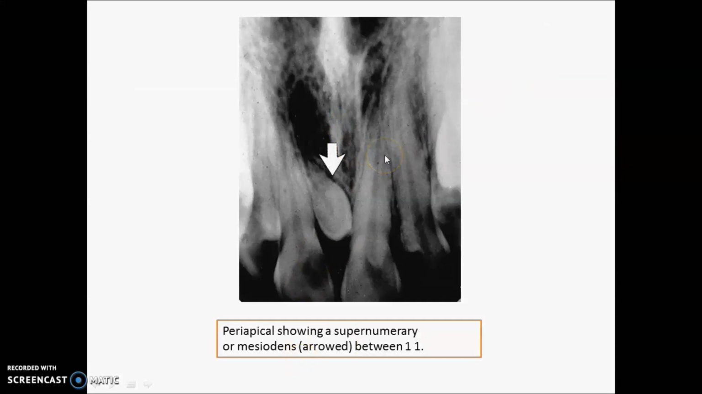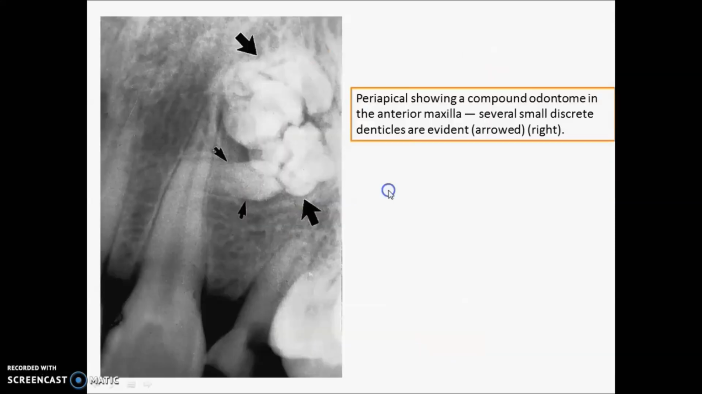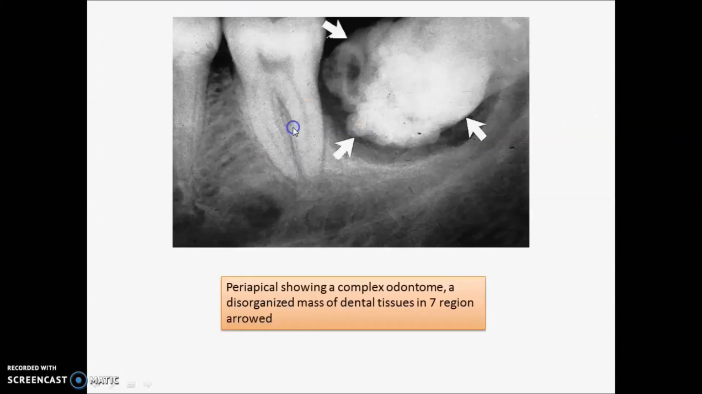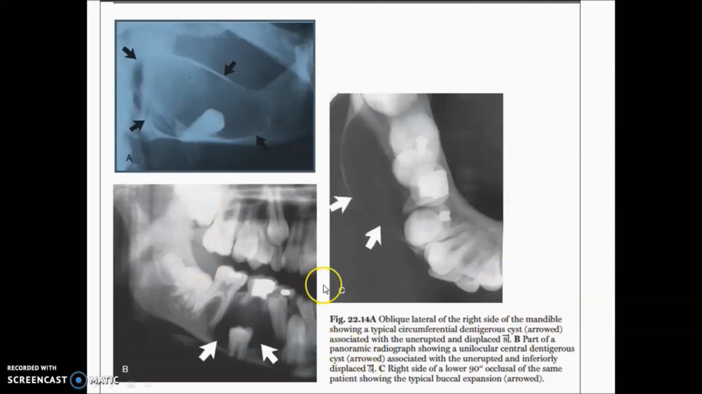Let's see a few radiographs. Now what does this indicate? This indicates your mesiodens or supernumerary tooth between your central incisors. What does this indicate, aspirants? What is this? Small discrete denticles. This indicates your compound odontoma in the anterior maxilla. This is what? It is the complex odontoma. Remember, your complex odontoma resembles your dental tissue, and most often you can see complex odontoma in the posterior part of dentition.